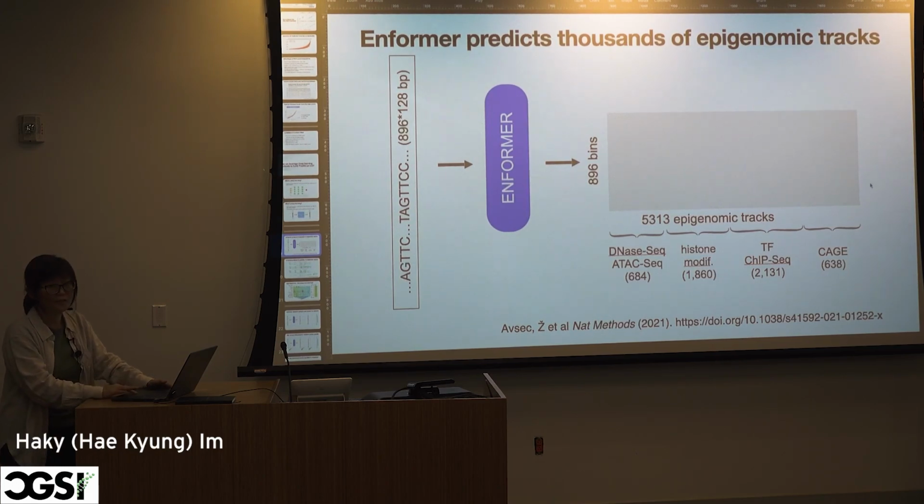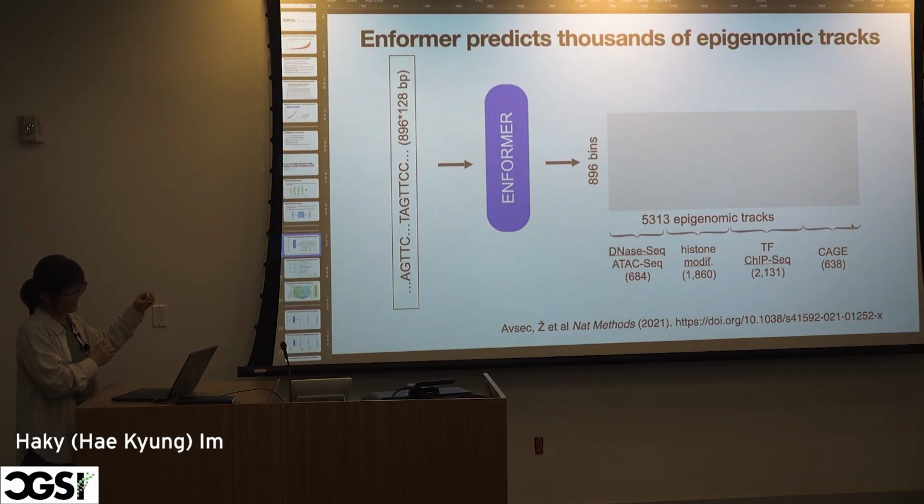Each one of these columns corresponds to a different epigenetic track, that may be DNase-seq data, ATAC-seq, so chromatin accessibility, histone modification in different cell types, tissues, many cancer types they have used, transcription factor binding from ChIP-seq experiments. They have 2,000 of those. CAGE experiments give you expression at the transcription start sites of genes. And the rows, the 896 bins, each bin is 128 base pairs. So in total, it ends up covering a window of about 120,000 base pairs.